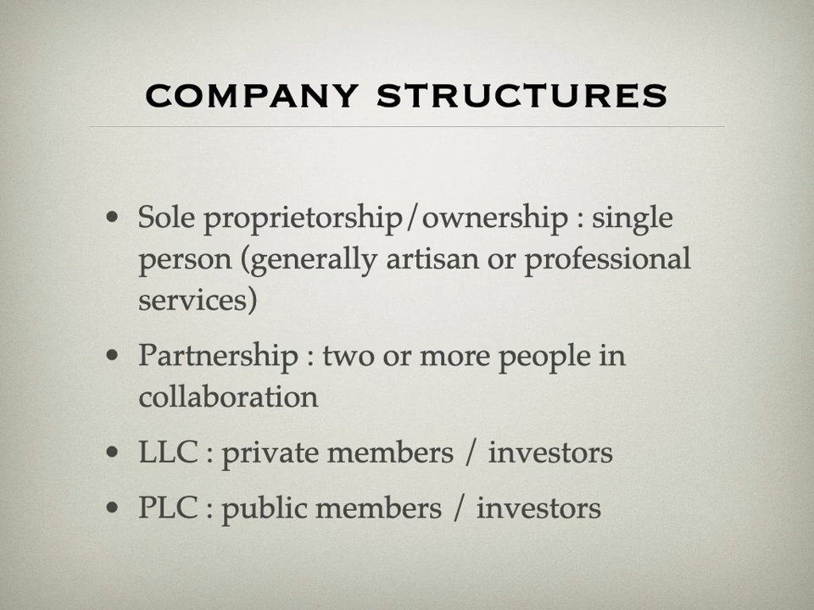So, in terms of sole ownership, this generally means a single person who is generally an artisan or a professional who offers services to the public. You could call that, in French, auto-entrepreneur, and it's the easiest form of company for one person working alone. Then you have a partnership. This can be 2 or 3 or 4 people who work in collaboration in one business.